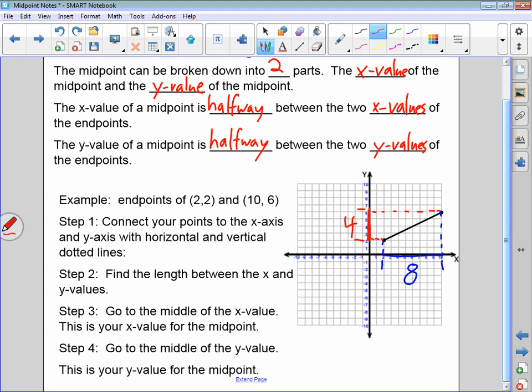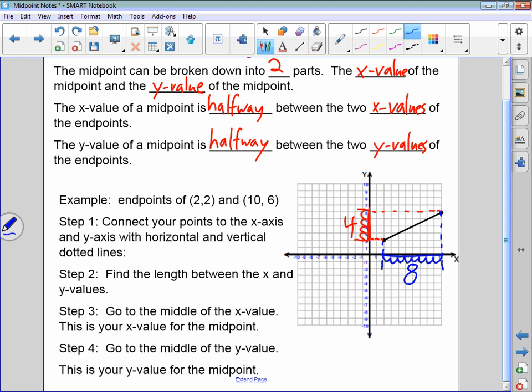Now, our next step is to go to the middle of the x value. And remember, when we are trying to find the length of a line on a graph, we are going to count each square starting at the first point. 1, 2, 3, 4. Same thing over here. 1, 2, 3, 4, 5, 6, 7, 8.